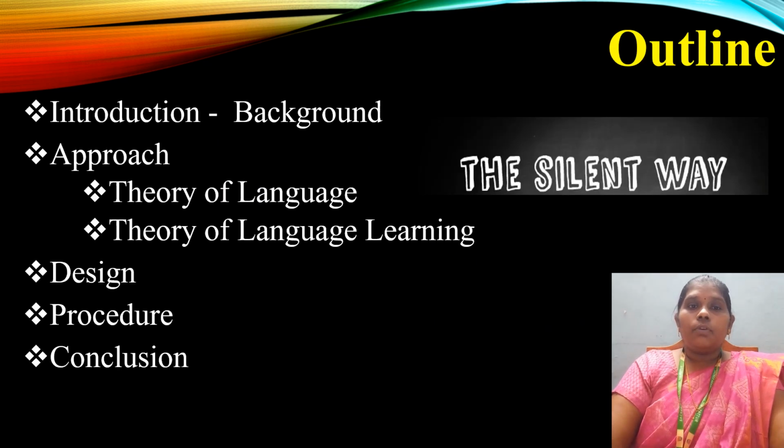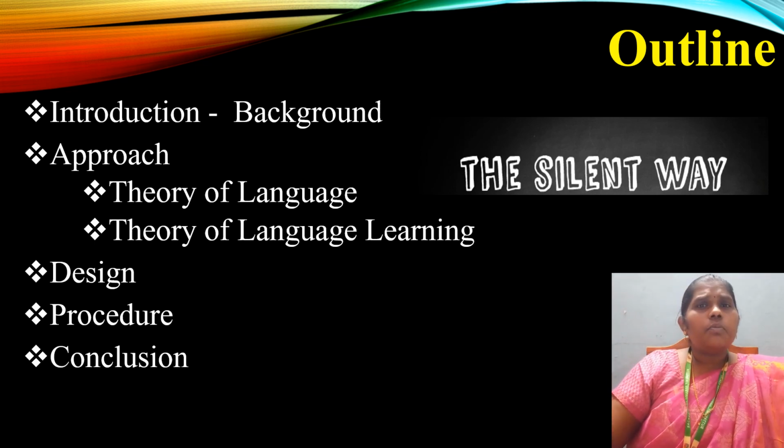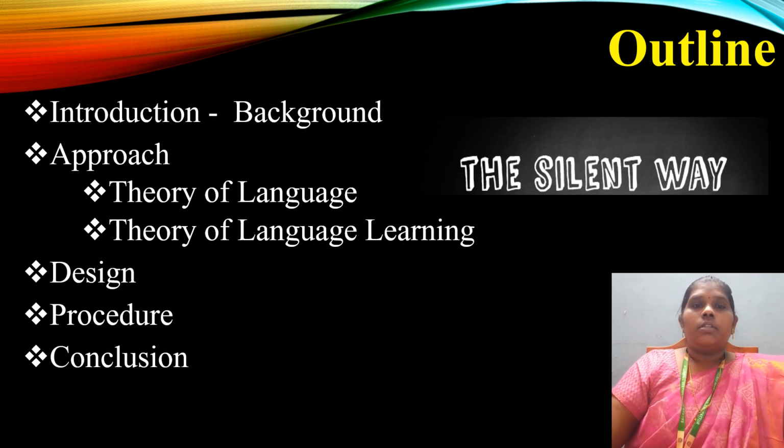This particular class follows this order. In the beginning, we will be learning the introduction, that is the background of the Silent Way. Second, we will learn the approach, which includes two things: theory of language as well as theory of language learning. Third, we will be learning the design, where we will learn all the elements starting from objectives, syllabus, activities, role of the learner, teacher, and materials. And then we will come to know the procedure of the Silent Way, and then we will conclude with the advantages and disadvantages, or the reception of the Silent Way in the ELT tradition.